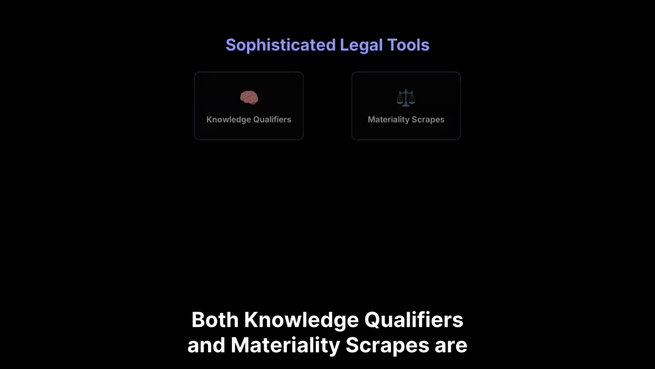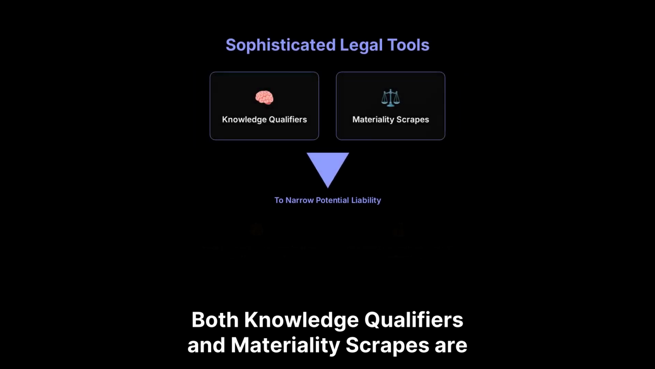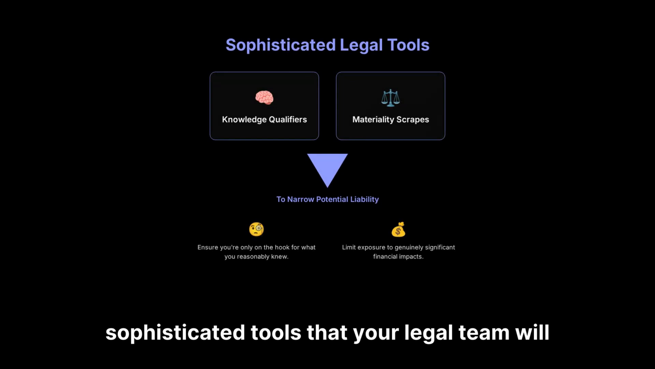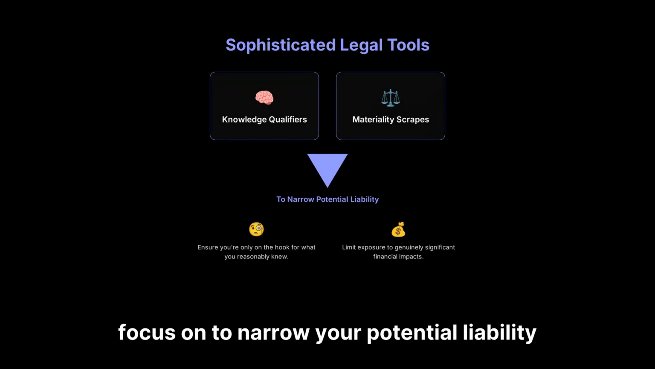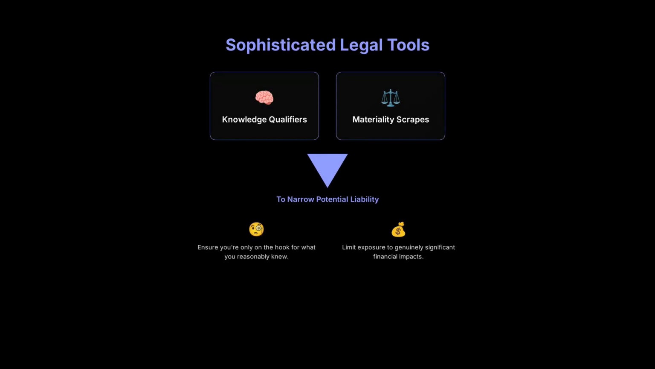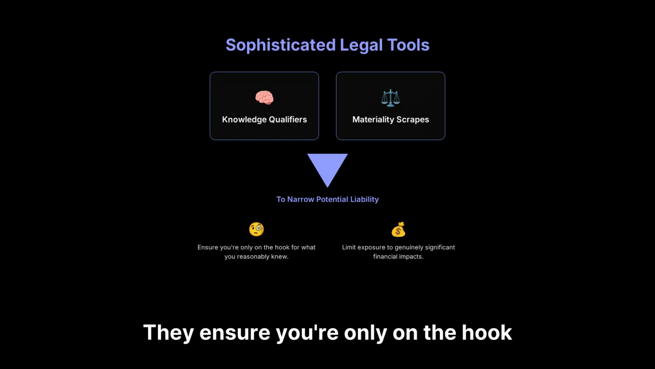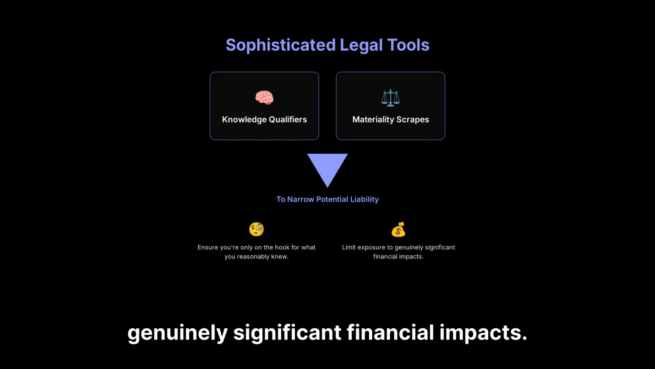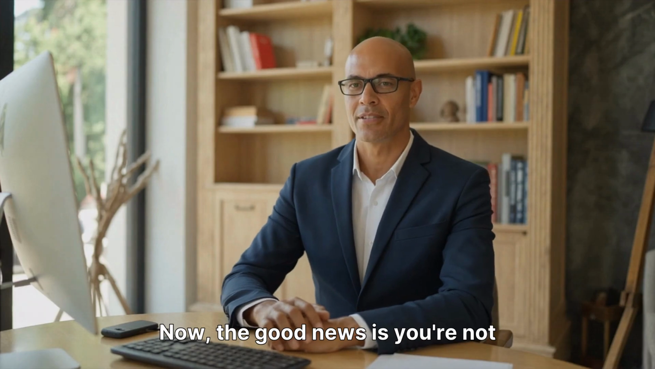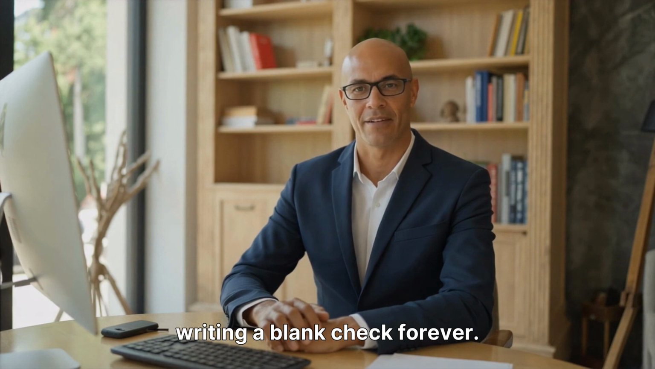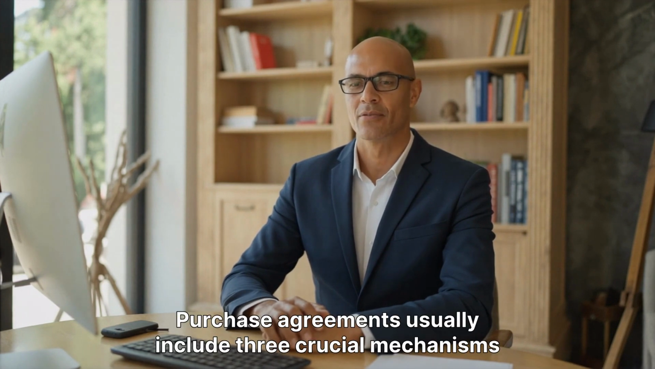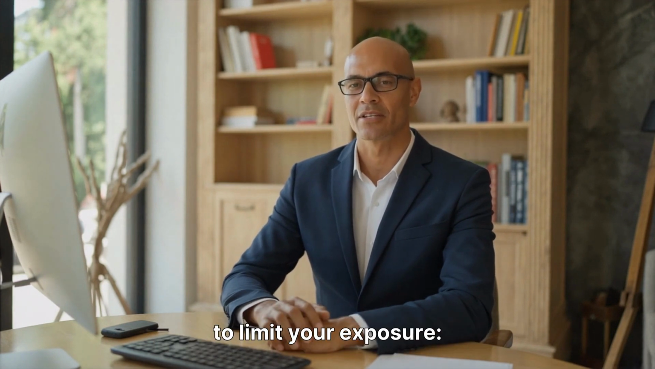Both knowledge qualifiers and materiality scrapes are sophisticated tools that your legal team will focus on to narrow your potential liability as a seller. They ensure you're only on the hook for what you reasonably knew and for genuinely significant financial impacts. Now, the good news is you're not writing a blank check forever. Purchase agreements usually include three crucial mechanisms to limit your exposure.